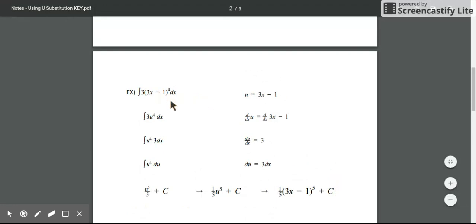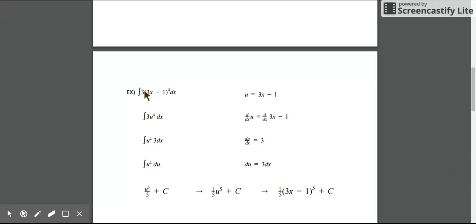Again, we're dealing with a composite function. We have an inside function raised to a power. So the inside function is 3x minus 1. The outside function is that raised to the 4th power. And then we got a little constant out here that we don't need to worry about when we integrate.